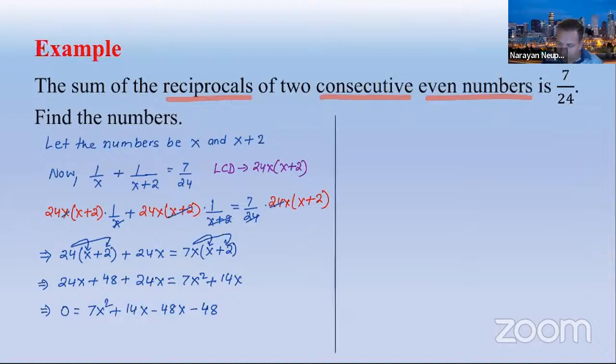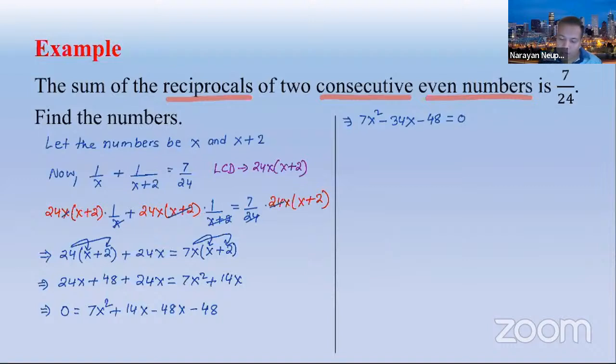Okay. So now if we look at that right-hand side carefully, here is 7x squared. And then here we have 14x minus 48x. 14 minus 48 is negative 34. So that is negative 34x. And then here you have minus 48. And if you look carefully, all this quantity is equal to 0. So you can write 0 first or after, it really doesn't matter. So equal to 0.